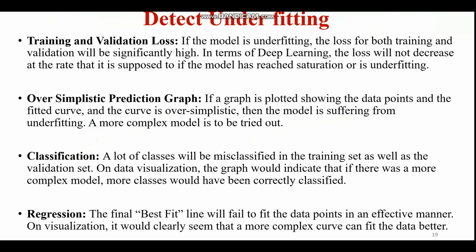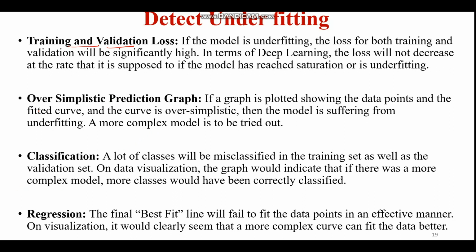Till now we have visualized the underfitting. Now we will see how we can detect the problem of underfitting. So this happens when there is a loss in training and validation. If the model is underfitting, then the loss on training and validation data will be very high. In terms of deep learning, the loss will not decrease at the rate that it is supposed to if the model has reached saturation or is underfitting.